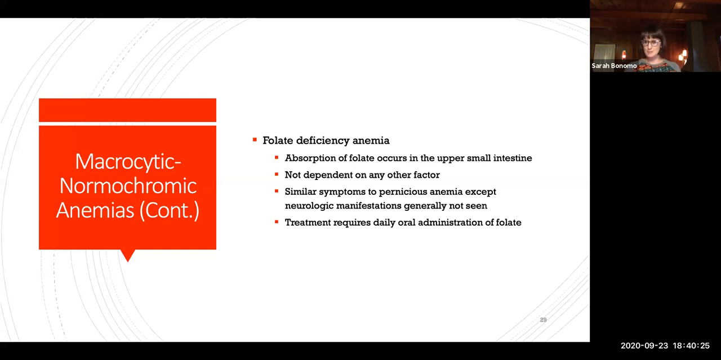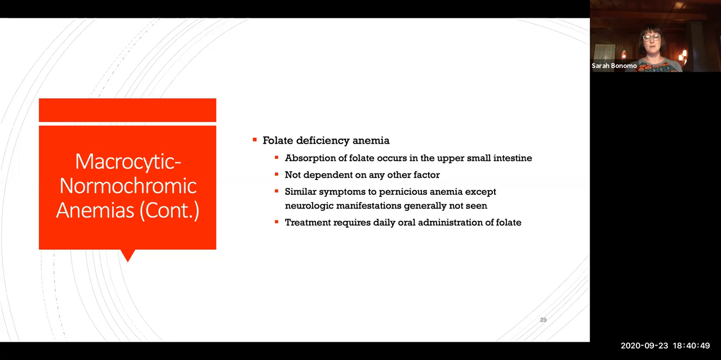And there are supplements as well. The symptoms are really similar to pernicious anemia, except we hardly ever see neurologic manifestations in folic acid deficiency anemia. And really, we just treat it simply by giving daily doses of folic acid. It's really often seen in malnourished patients.